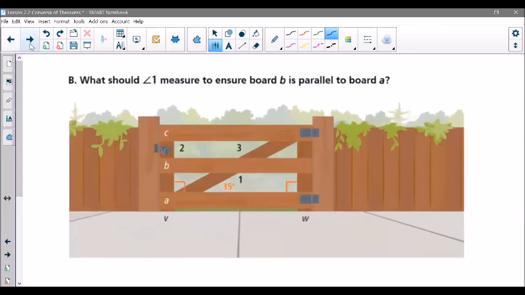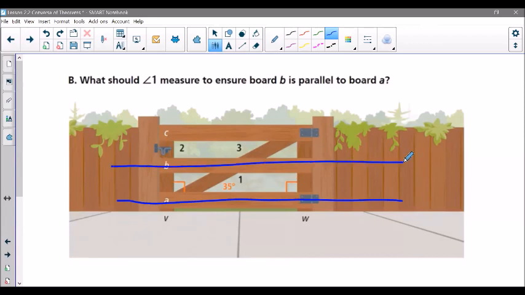All right. Now, what should the measure of angle 1 be to ensure board B is parallel to board A? So here is, we can change these boards into lines. We have our transversal cut down. We know this angle right here is 35.